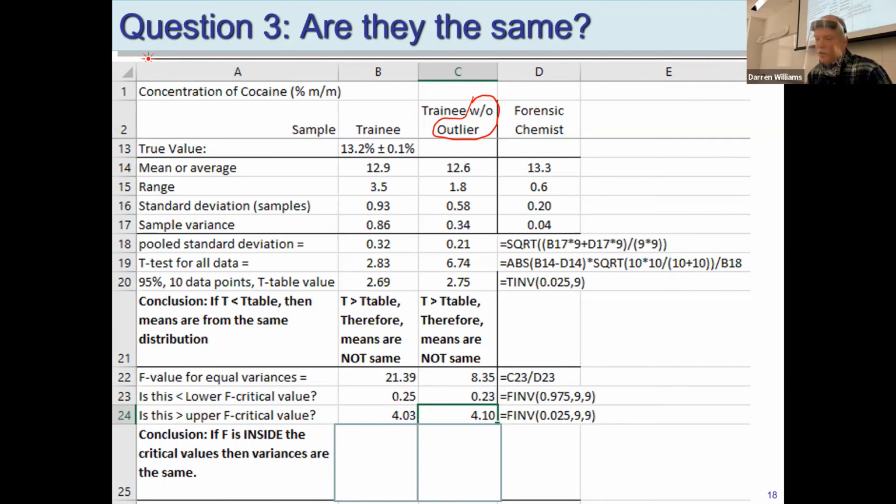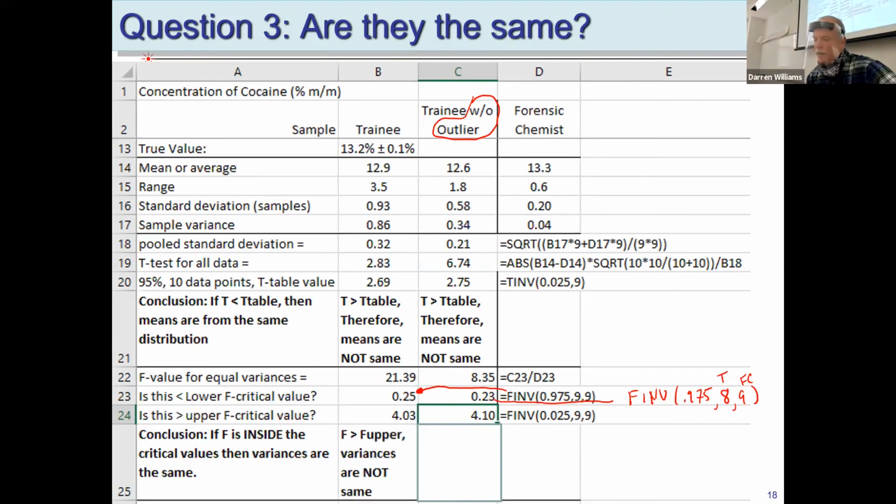And so then this is the lower F critical value with those degrees of freedom. Again, this is for this value here, because it's got the 9 and the 9. The 0.23 would come from F inverse of 0.975 with 8 degrees of freedom for the trainee and 9 degrees of freedom for the forensic chemist. Okay, and they get a 0.23 there. Same with the 4.03 and the 410.